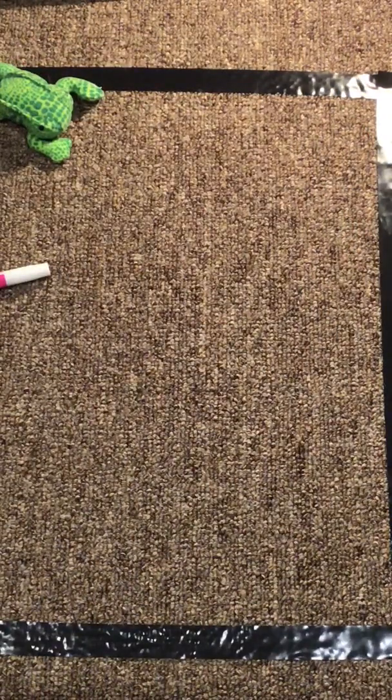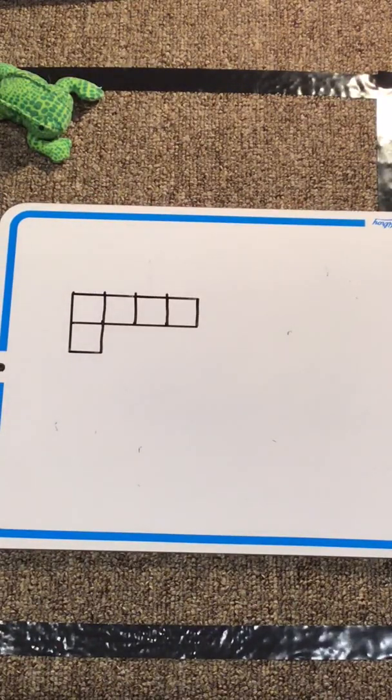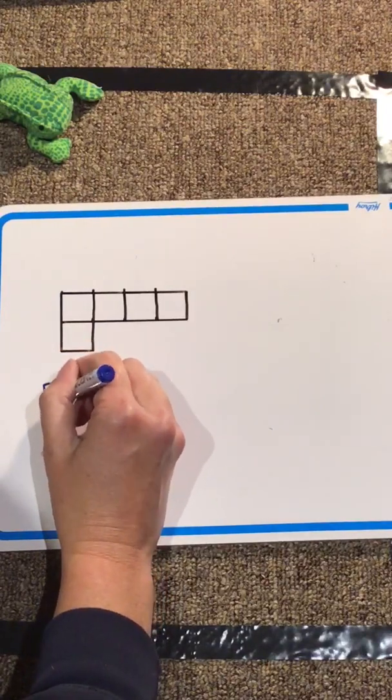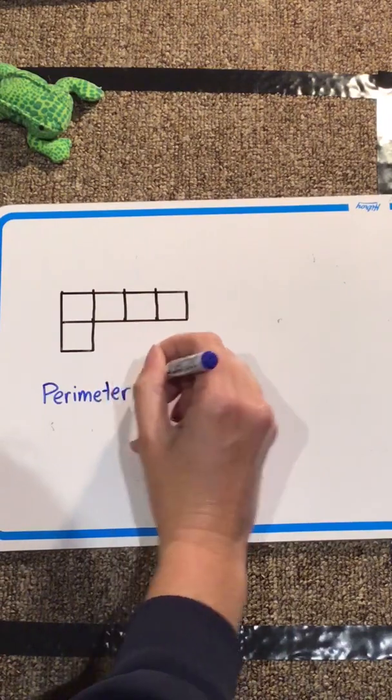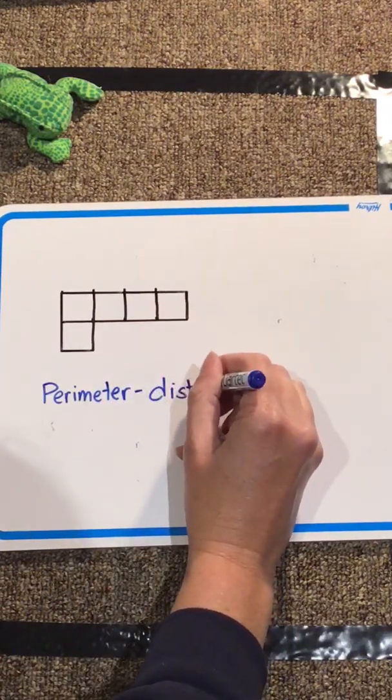Okay, we're going to take what we've learned about measuring and put it together into something that we like to call perimeter. Okay, so perimeter is basically the distance around the outside of an object.